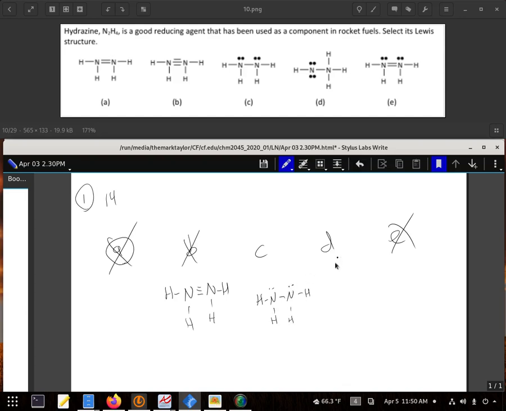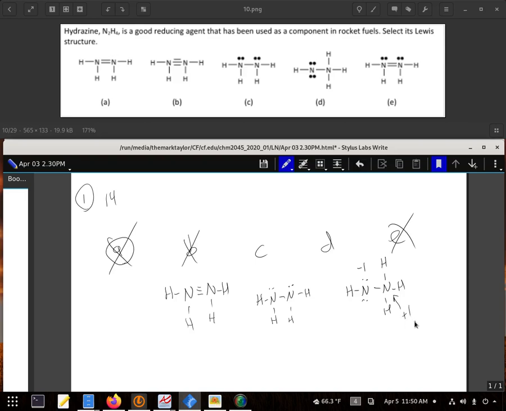Can't see my dots there. And D also has the octet rule being followed. So we're going to just check formal charges, and we'll start here on D. So I have a formal charge of this nitrogen being -1, and the formal charge of that nitrogen being +1. And there's nothing I can do to make that better.